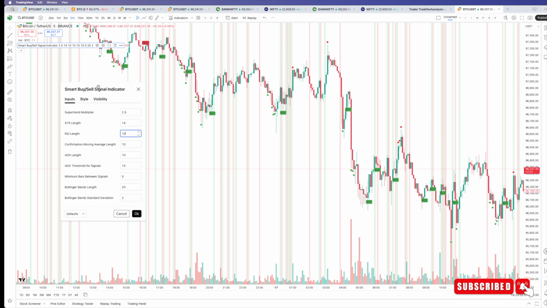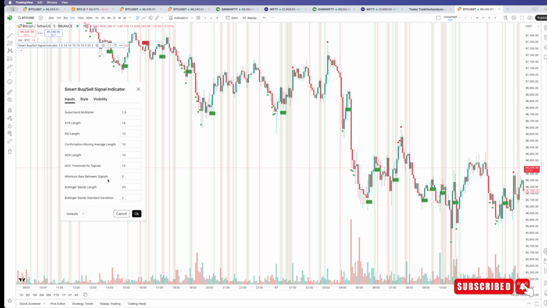So all these elements that you can use, that's how these values work. So Bollinger Band deviation, Bollinger Band length, minimum.